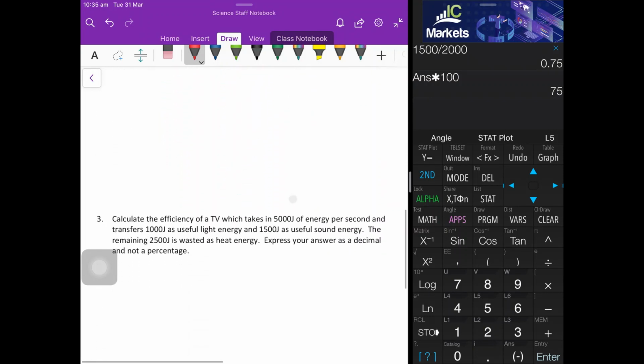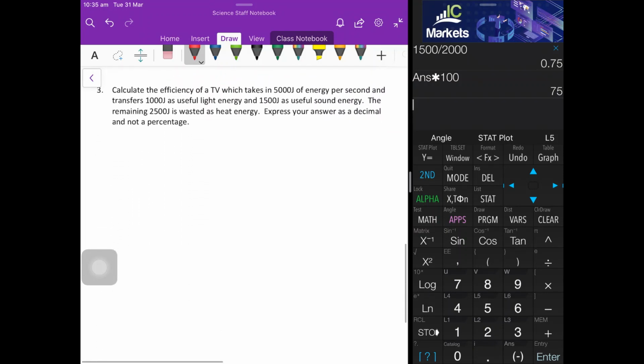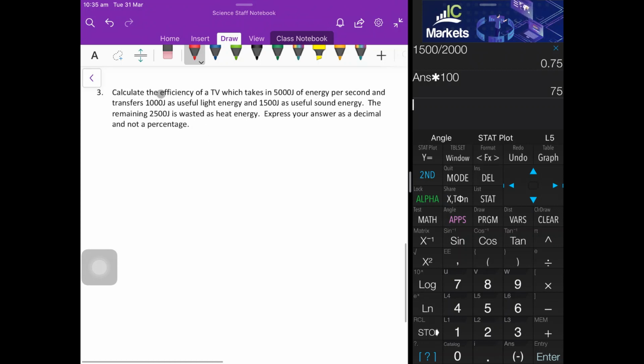All right, let's go have a look at a third example. Example 3 says, calculate the efficiency of a TV which takes in 5000 joules of energy per second and transfers 1000 joules as useful light energy and 1500 joules as useful sound energy. The remaining 2500 joules is wasted as heat energy. Express your answer as a decimal and not a percentage. Okay, excellent. All right, let's get into this.